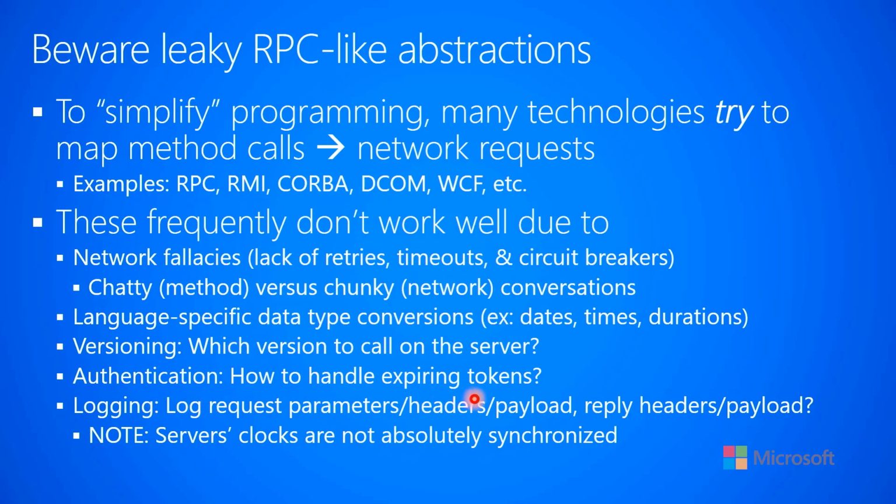Authentication. How do you handle expiring tokens? A lot of times people are using things like OAuth today for the client to authenticate with the server. These tokens expire after a certain period of time, let's say 60 minutes. So how do you hand this token off to this RPC mechanism? How does the RPC mechanism refresh that token periodically before making a request out to a server? A lot of times that's not taken care of in the RPC mechanism.